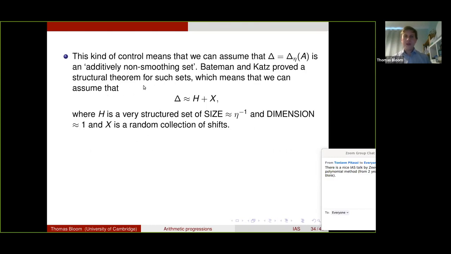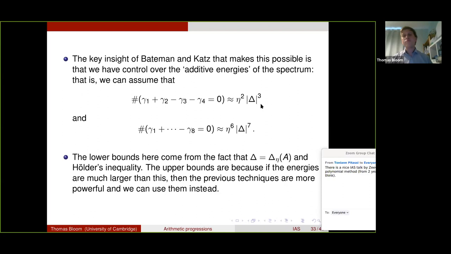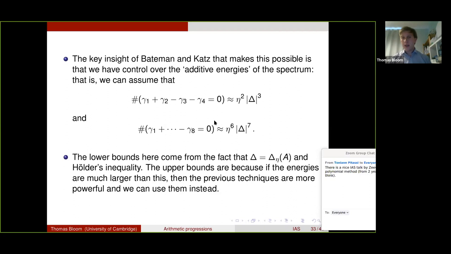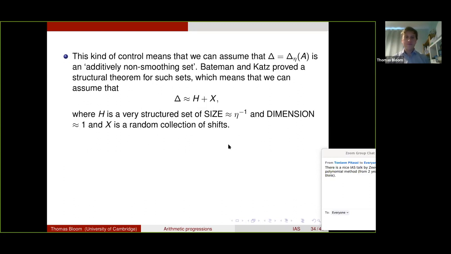And in particular, these kind of bounds that we have, don't worry too much for now about the particular forms that they take. The main point is that they mean that the spectrum is what's called an additively non-smoothing set. Now again, I'm not going to say what that means here because the entire second half of the seminar is going to be about additively non-smoothing sets. But for now, you can just think of them as sets such that their additive energies look like this, such that the counts of these solutions to linear equations have this form.